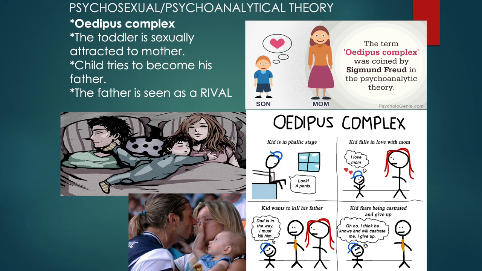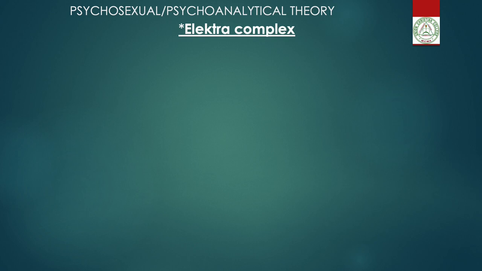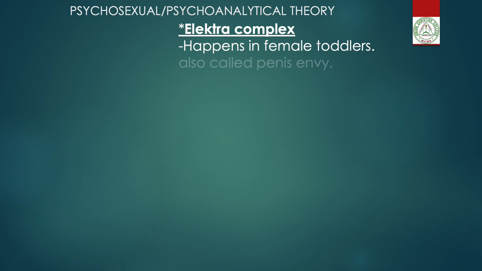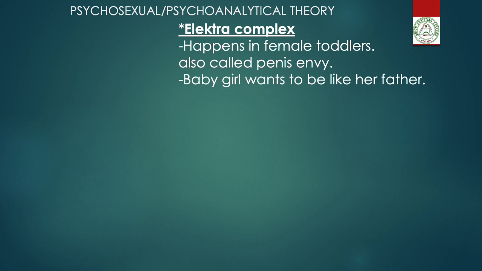So ganito po yun. We also have to talk about another complex which we call the Electra complex. Ito naman po nangyayari for female toddlers who are in the ages 1 to 3 years old. So yung batang babae po, nagkakaroon siya ng penis envy. Okay? Penis envy, wherein the baby girl wants to become like her father. Kasi nga, di ba sabi natin that the child will already start to discover her sexual identity. So nakita niya na wala siyang penis, and then nakikita niya yung tatay niya na umiihi, na nakatayo.